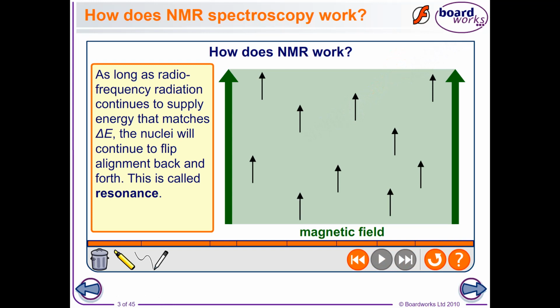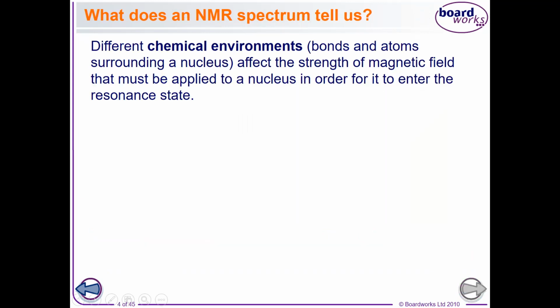Okay, so we now understand the principles of nuclear magnetic resonance. How are we going to use this to analyze compounds? Okay, let's have a look at the next slide. Now then, in a molecule, the different nuclei will have different bonds and atoms around them. We say they're in a different chemical environment.